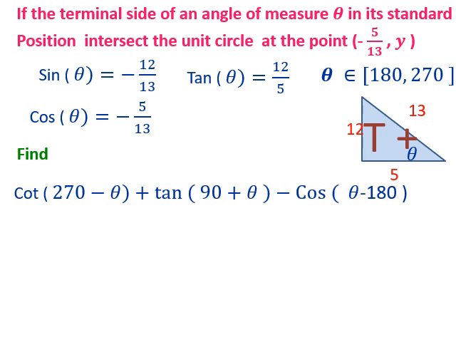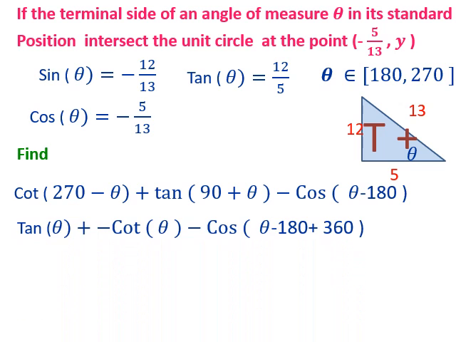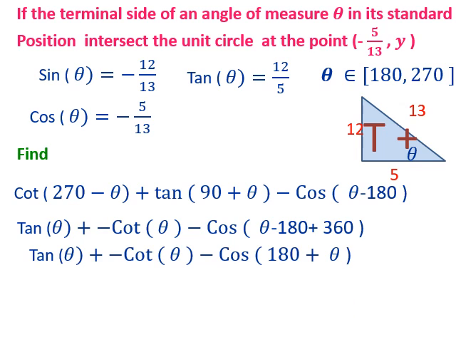First, let's simplify the following. Cotan of 270 minus theta: 270 minus theta means you are in the third quadrant, and cotan with 270 will be changed into tan theta. Then tan of 90 plus theta is the second quadrant. In the second quadrant, tan is negative, and tan with 90 will be changed to cotan theta. So finally, it will be negative cotan theta minus cosine of theta minus 180. Let's add 360 to the angle. Finally, it will be cosine of 180 plus theta.